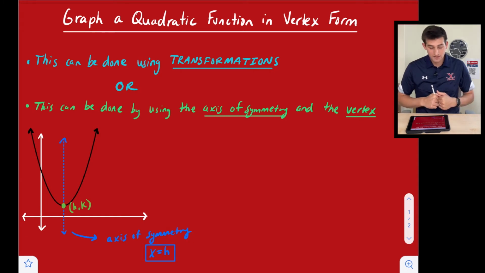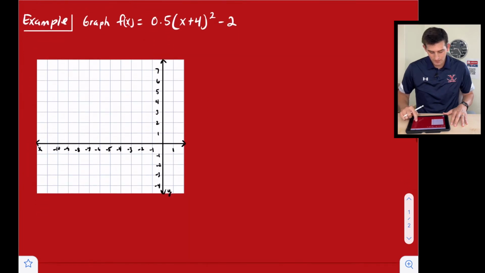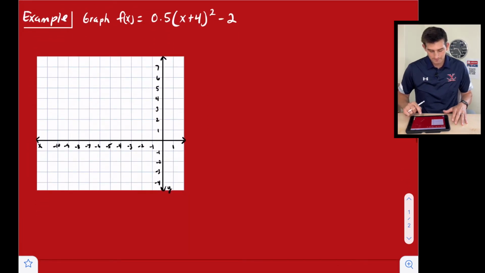And our vertex is the lowest point on our parabola here. Remember, if this parabola were to open down, it would be the highest point. But our vertex is located at h comma k. All right, so let's take a look at an example. And we're going to graph on our coordinate plane here. So we want to graph f of x equals 0.5 times x plus 4 quantity squared minus 2.